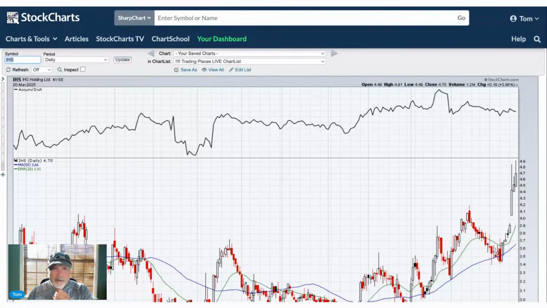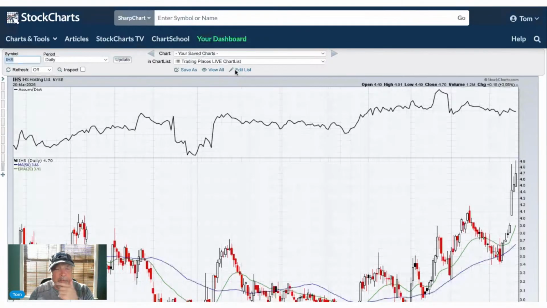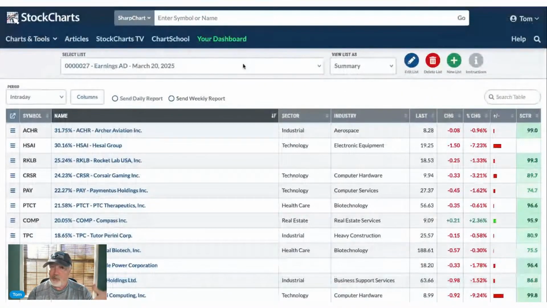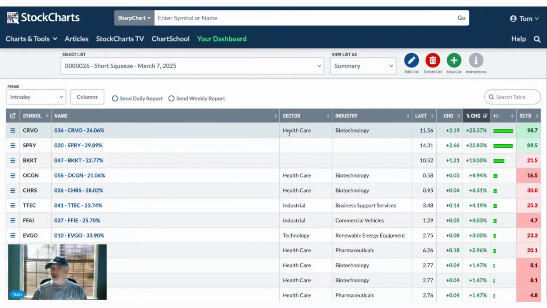All right, so that's the upcoming earnings and the upcoming earnings relative strength. So I got two more I'm going to go over with you. First one is the short squeeze chart list. So I get a question like this every once in a while. Folks are like, well, do you do anything with short squeezes? Do you trade short squeezes? Well, we have a chart list for short squeezes.